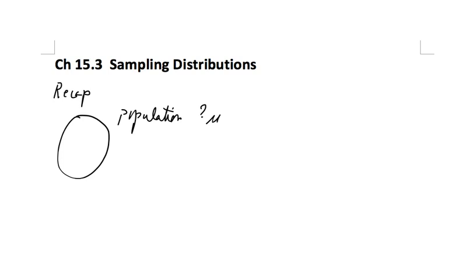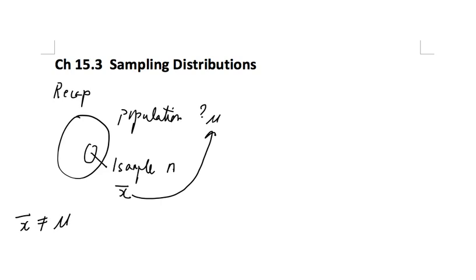So let's recap. You have a population, and you want to find out what the population mean is. To do that, you take one sample of size n, and you have the sample mean from your sample, and you use the sample to estimate your population mean. You know that your sample mean is not exactly going to be the same as the population mean. So the question is, how close is the sample mean to your population mean?